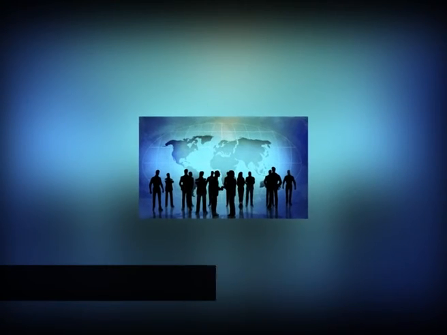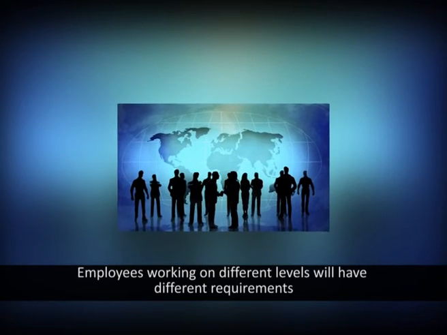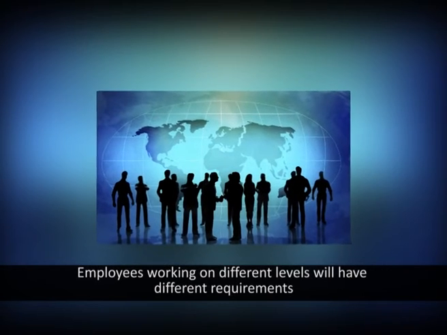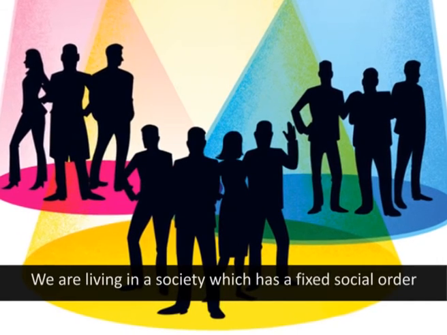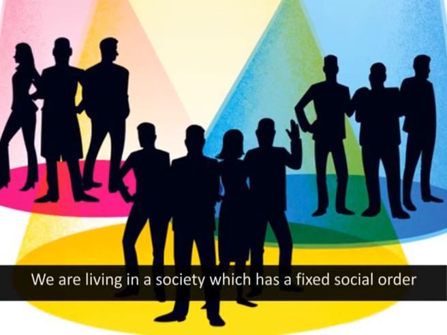Musgrave's approach was criticized by Colton and her friends. They said that social behavior cannot be explained in an oversimplified theory which is based on a society which lives in harmony. Musgrave has not considered the importance of conflict and variation. He also considered that employees working on different levels will have different requirements. All his theories are based on the assumption that we are living in a society which has a fixed social order.